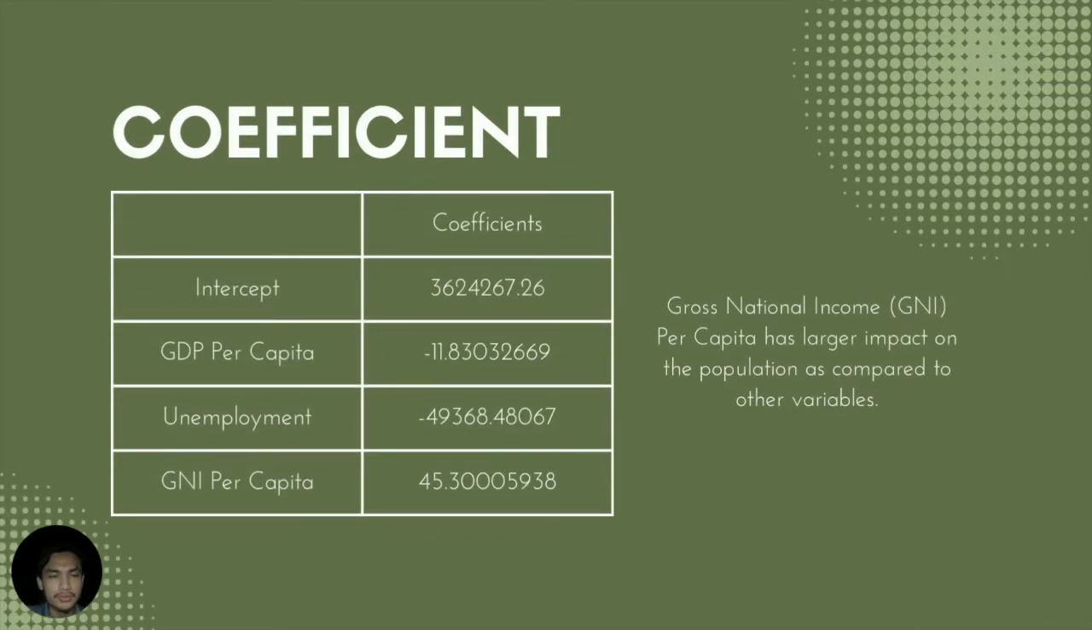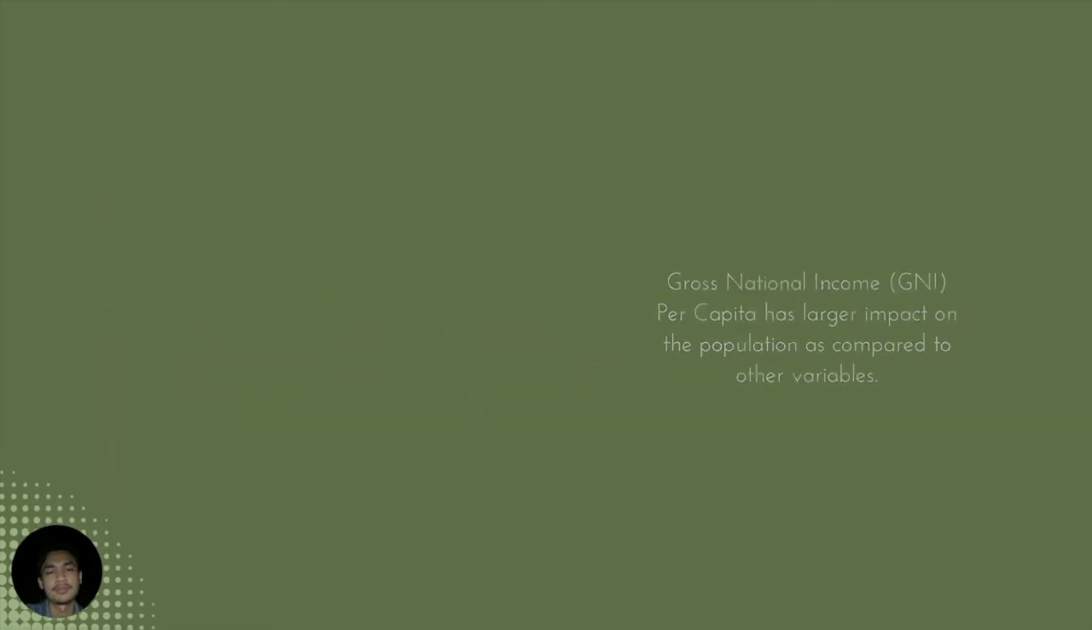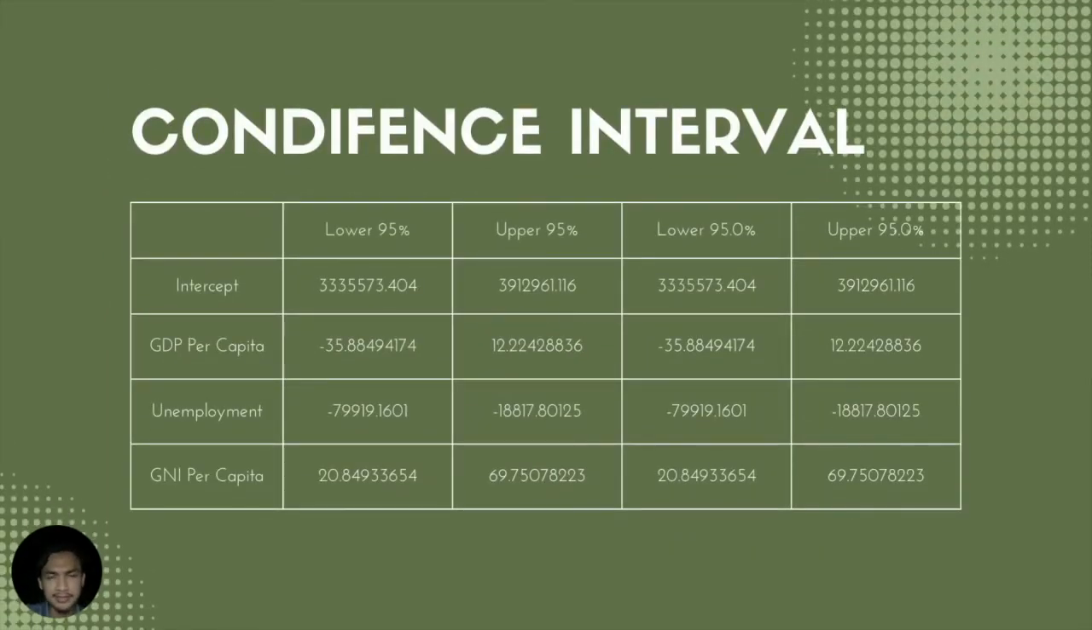Next is the coefficient. Basically, what the coefficient tells us is that if the GDP per capita increases by 1 point, the population will decrease by 11.83 people or points in value. The same goes for unemployment and GNI per capita. But overall, we can tell that GNI per capita has a larger impact on the population compared to the other two variables.